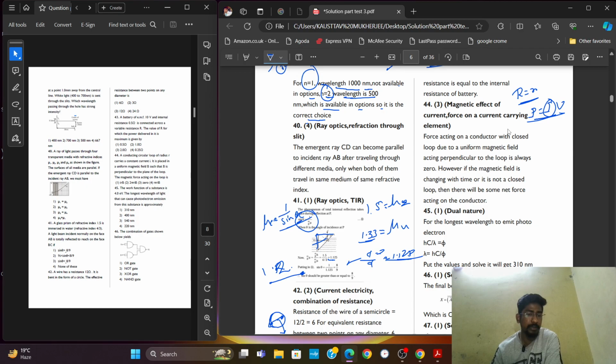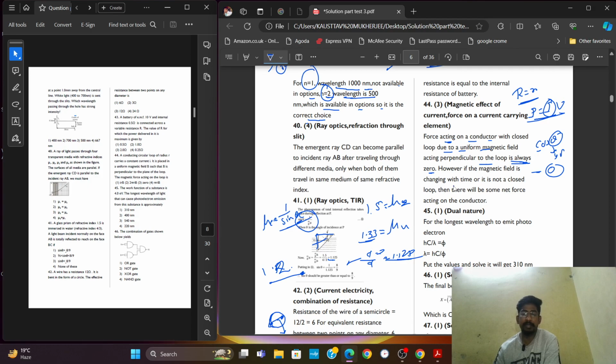A conducting circular loop of radius small r carries a constant current. It is placed in a uniform magnetic field B such that B is perpendicular to the plane of the loop. The magnetic force acting on the loop, right? So you have to calculate the magnetic force acting on the loop. The force acting on a closed loop due to a uniform magnetic field perpendicular to the loop is always zero. As I told you, always the cos theta component, if theta is equal to 90 degree, therefore the force will always be equal to 0, right?